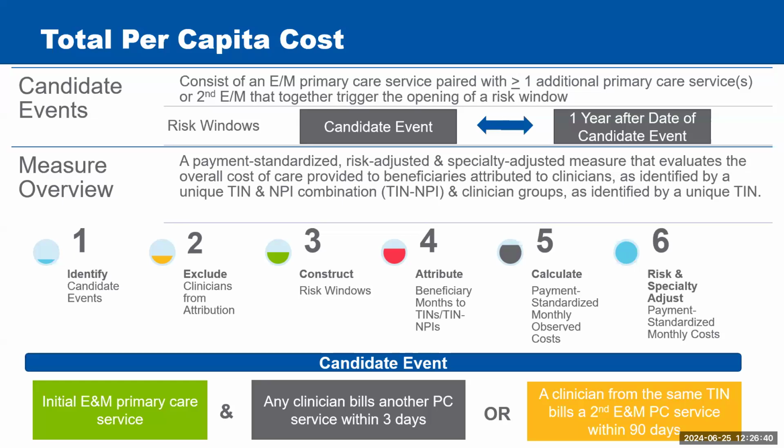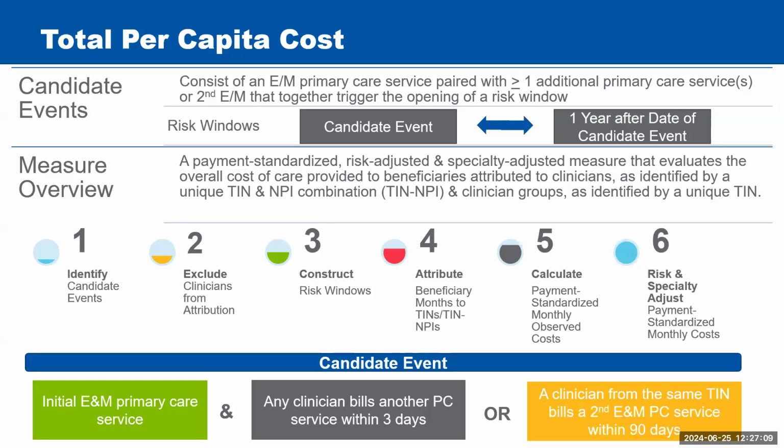The risk window begins on the date of that candidate event, and it continues until 1 year after that date. So keep in mind they can look at previous and past years. It doesn't all have to fall in the current year. A beneficiary's costs are attributed to a clinician during the months where the risk window and the measurement period overlap. All beneficiary costs occurring during those covered months are attributed to the remaining eligible tax IDs.